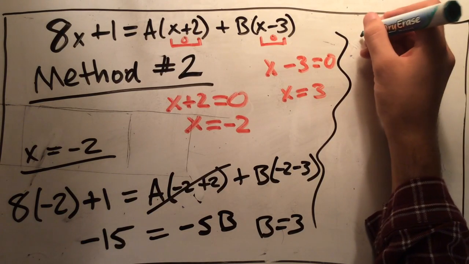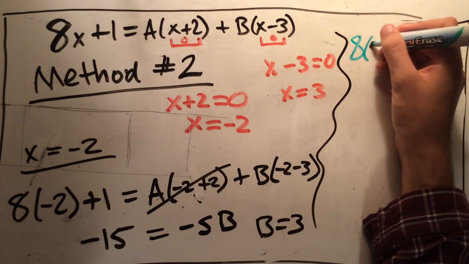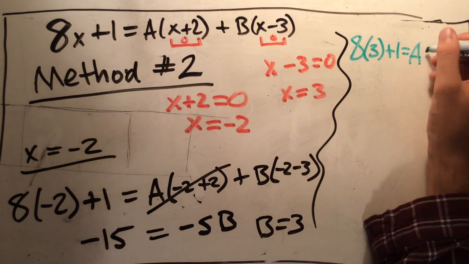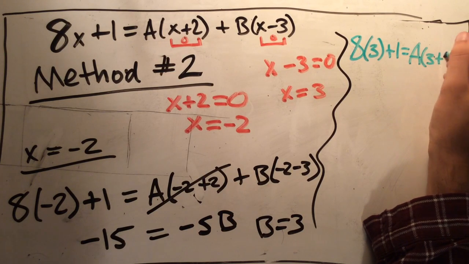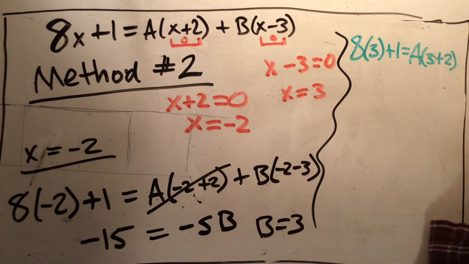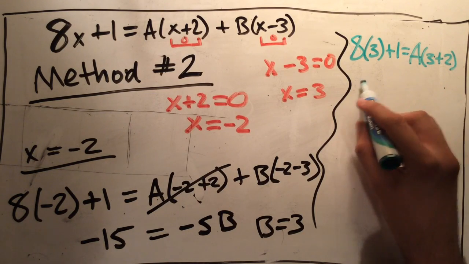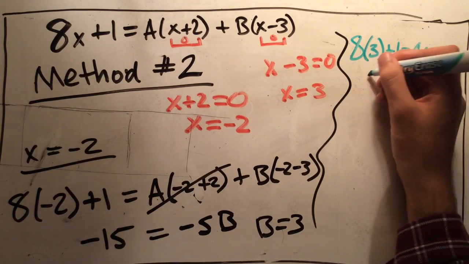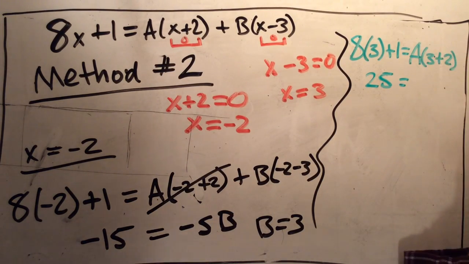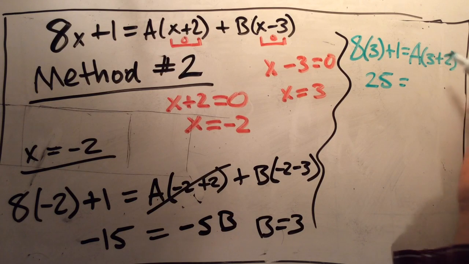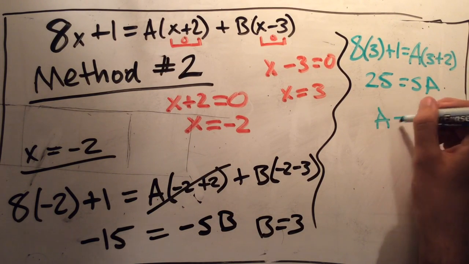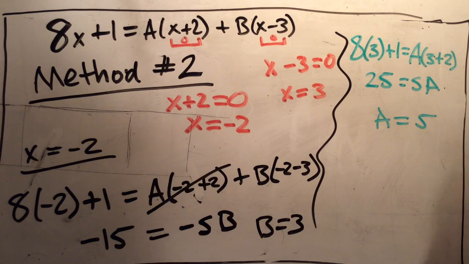There we go. We'll have 8 times 3 plus 1 equals a times 3 plus 2. And then the b is 0, so we could just leave that out. So now we solve for a. We'll have 8 times 3, 24 plus 1 is 25. 25 is equal to 3 plus 2 is 5, 5a. Divide by 5 on both sides, we'll get a is equal to 5. That is exactly what we got for method number 1.